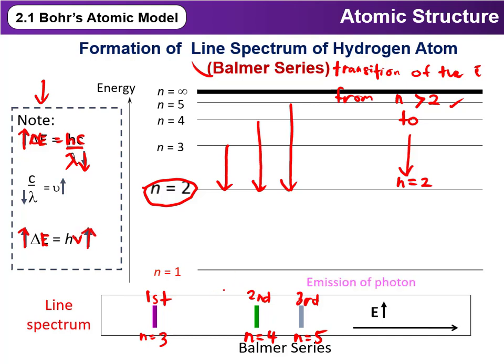Macam mana nak baca line spectrum? Is from left to right. Okay, boleh jadi juga from right to left. But macam mana nak baca? Refer to the space in between these two lines. So the biggest space between that two lines, dari situlah you start baca.